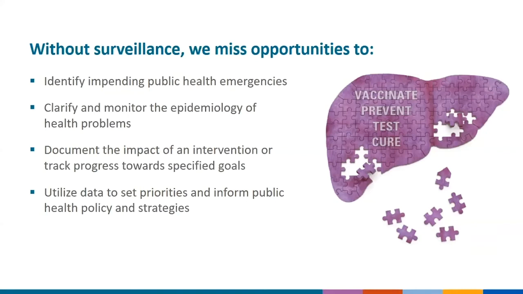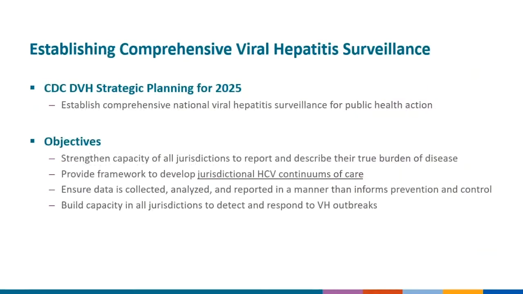Establishing comprehensive viral hepatitis surveillance is one of the Division of Viral Hepatitis's key strategic goals for 2025, specifically to establish comprehensive national viral hepatitis surveillance for public health action. We are releasing a new funding announcement for state and local health departments, which is forecasted to be released September 1st, with the hopes that in early 21, we will be able to fund all states to conduct viral hepatitis surveillance.